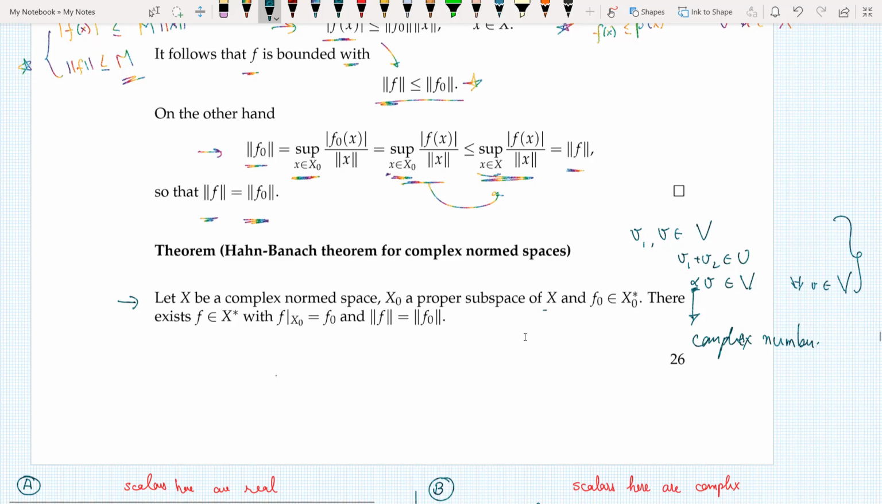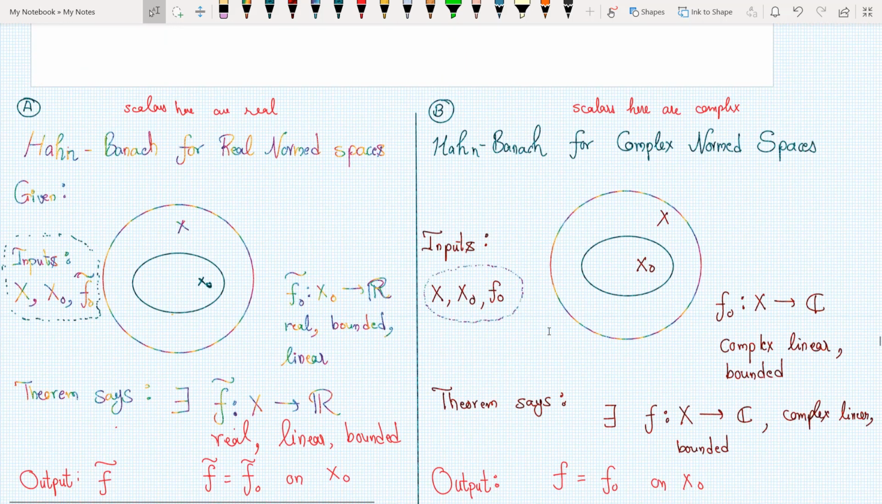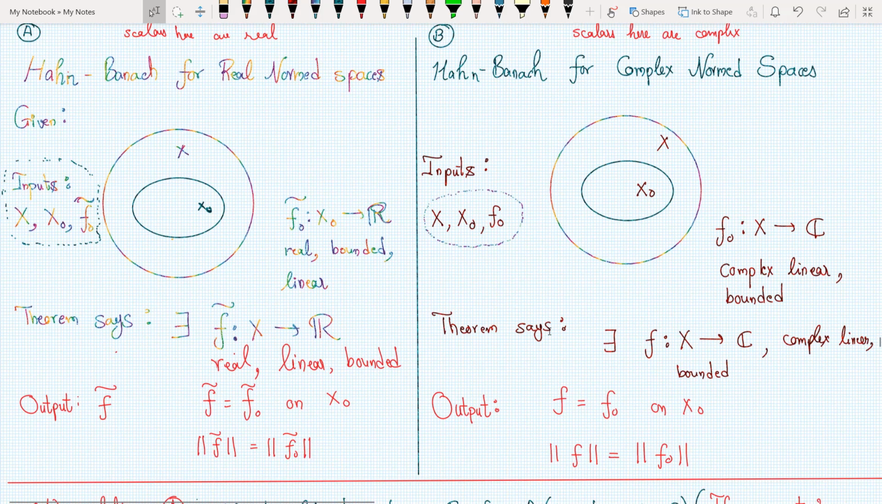And now let us look at the strategy of the proof, because since it's a huge proof, it involves a big number of concepts, so we will look at how we're gonna go about proving the theorem. So in the previous video we proved the Hahn Banach theorem for real norm spaces. So what was given in the previous proof? We had inputs in terms of my space capital X, a subspace capital X naught, and a functional defined on it, which I denote by F naught tilde.